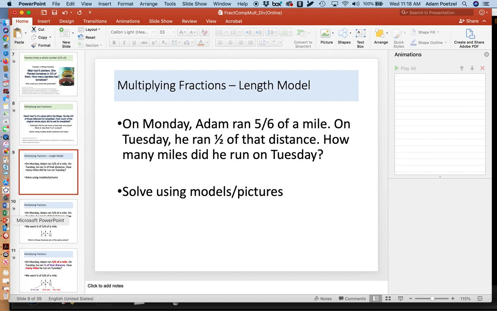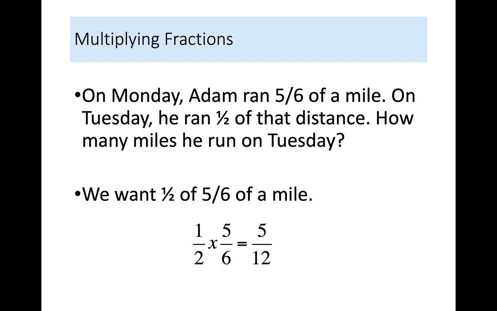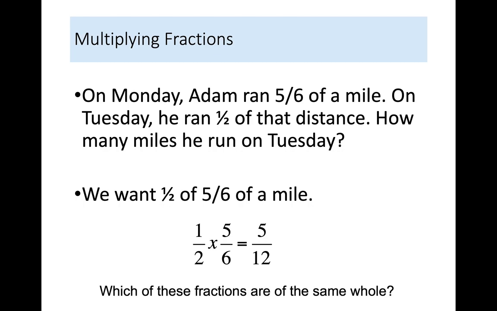So again, area model or length models, we have lots of ways that we could choose to look at problems like this. And that's what we just did. But basically, this problem as an equation would be half of 5/6, right? 1/2 times 5/6 will be the same as 5 twelfths. And even if we weren't sure if we could multiply across the fractions, we could see obviously that it works out that way.